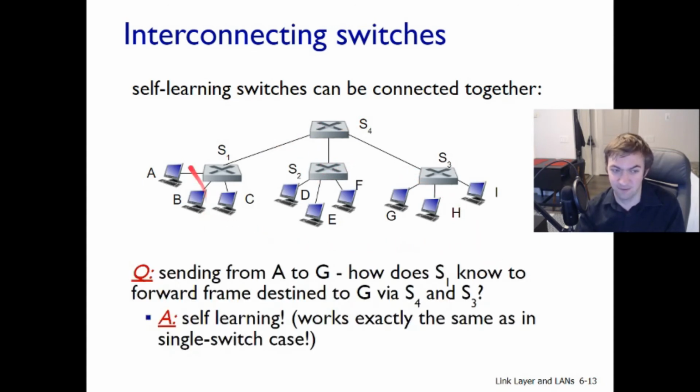So if I want to send a frame from A over here to G over here, how do these switches know, specifically the first switch, that it needs to send to S4 in order to get to S3 in order to get to G? And the answer is self-learning, which works exactly the same as the case of a single switch.